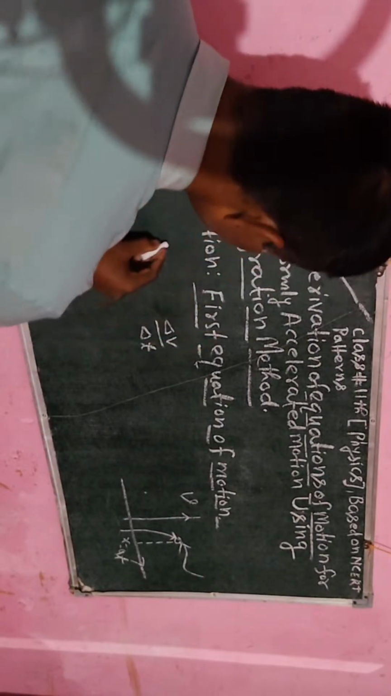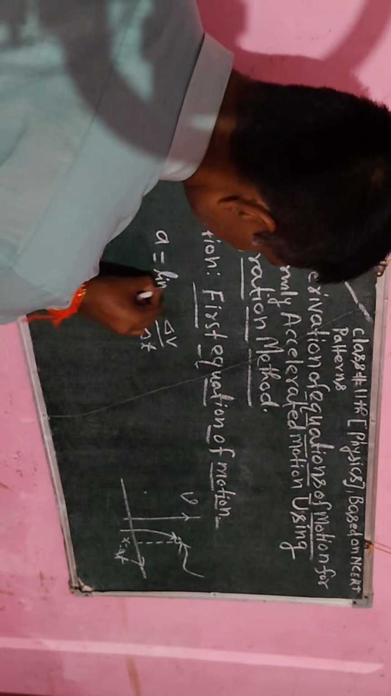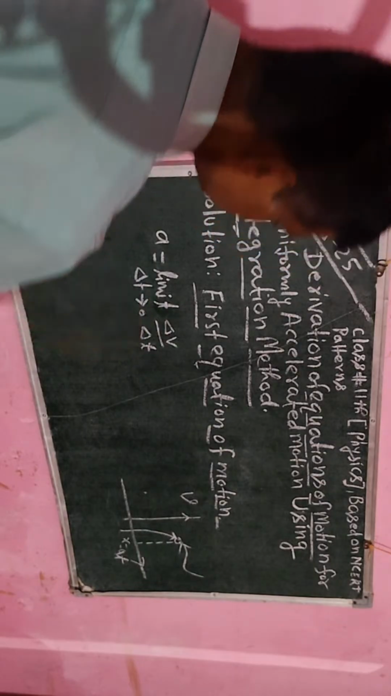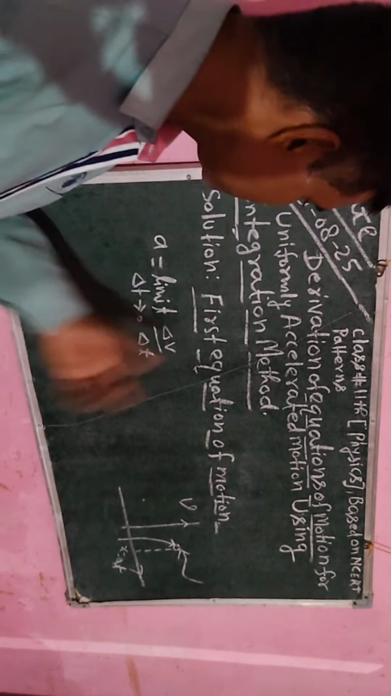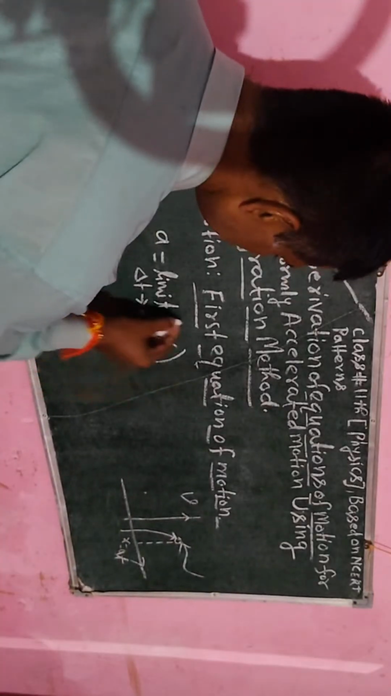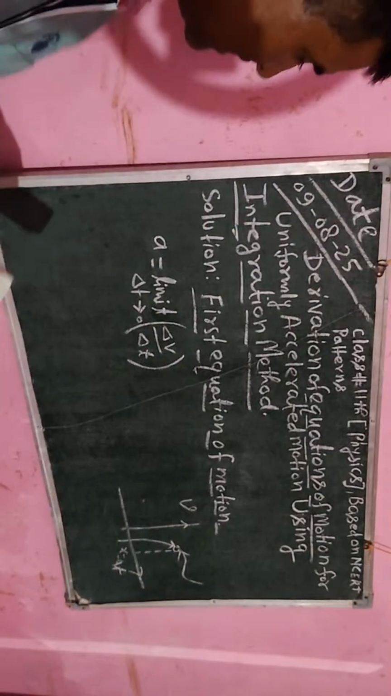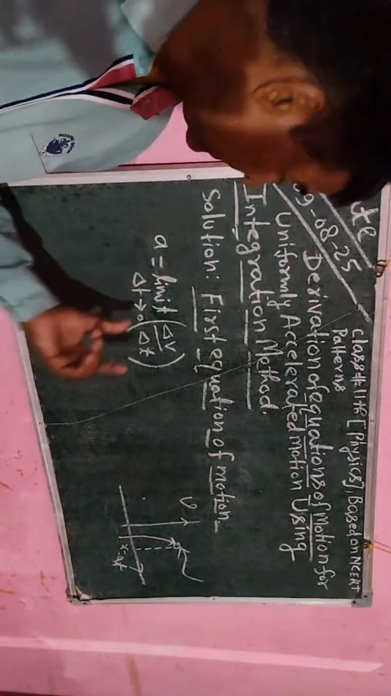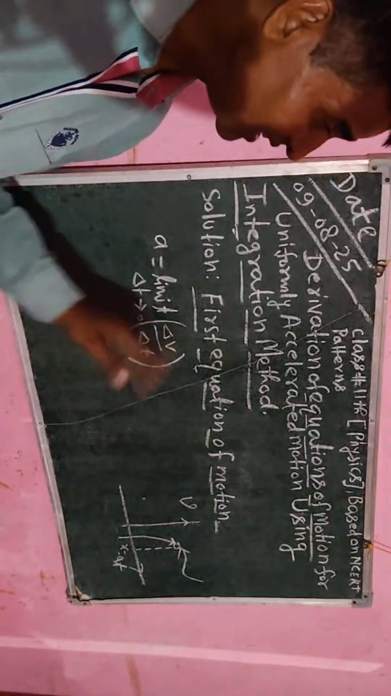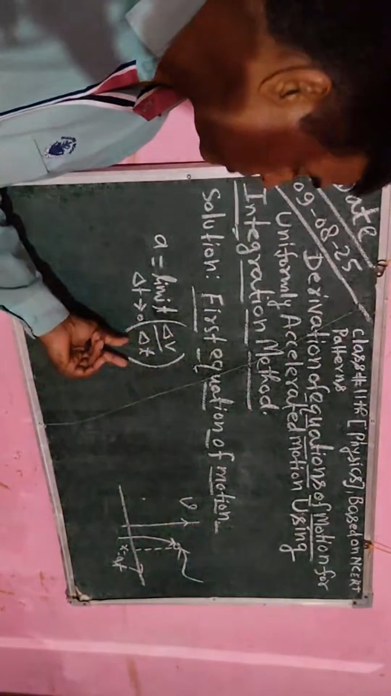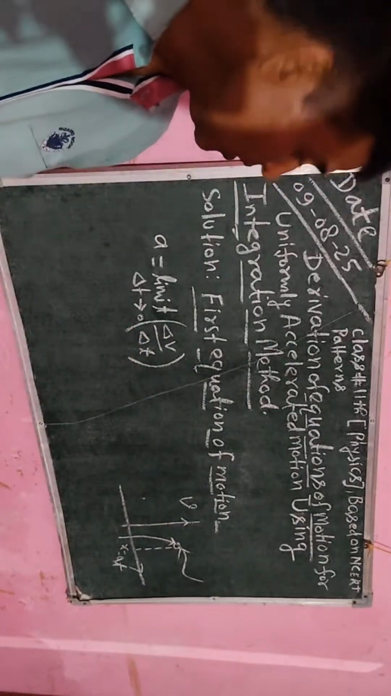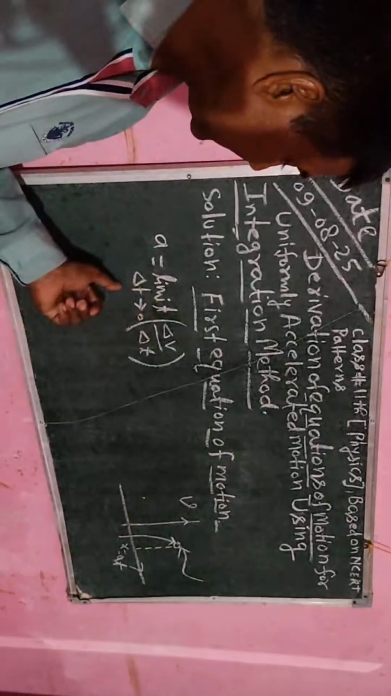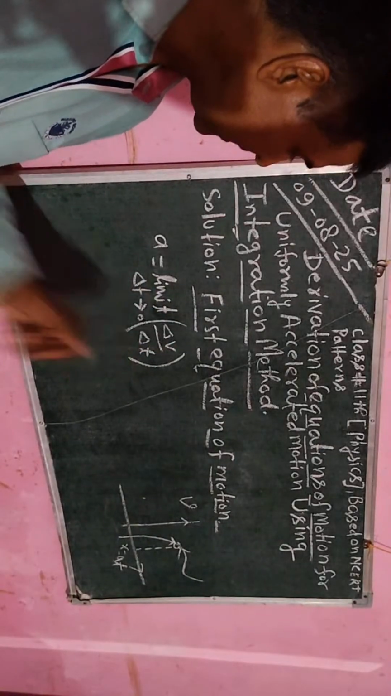limit delta t tends to 0. It means that if I take the limit value of this expression, I will get a left limit value, a definite value, and again I will get the right hand limit value, which will also be the same definite value. So I will write limit delta t tends to 0, delta v divided by delta t.